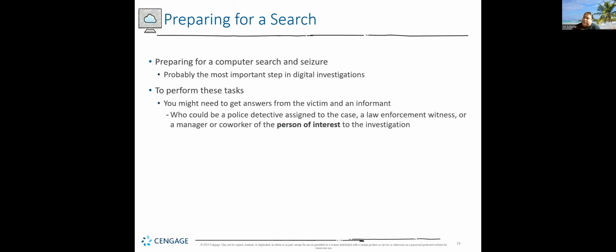Preparing for a computer search and seizure is probably the most important step in digital investigations. To perform these tasks, you might need to get answers from the victim and an informant. This is dealing with police, who could be a police detective assigned to the case, so you would talk to them. A law enforcement witness: you would talk to them. What did you see, etc., so you'll have an idea of what you're looking for. You talk to both of them or one of them, or a manager, a coworker, or the person of interest. It depends on the severity of the case and what you're dealing with.